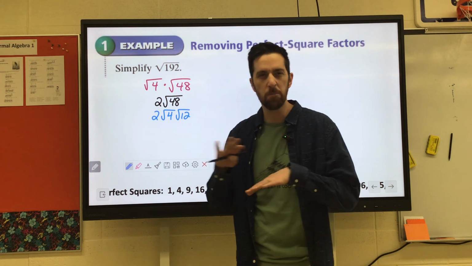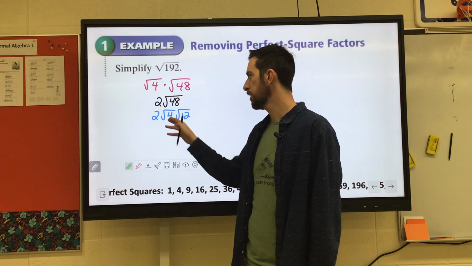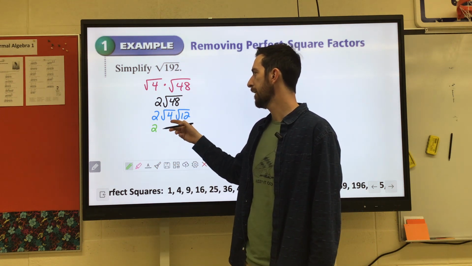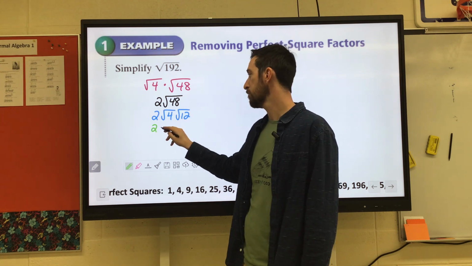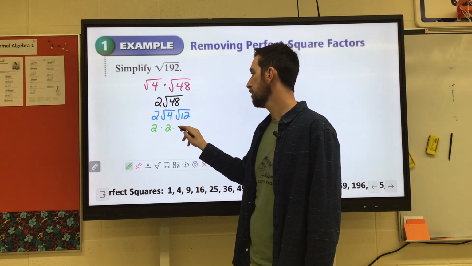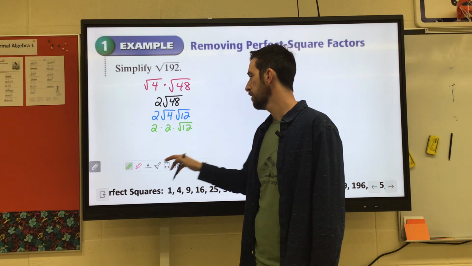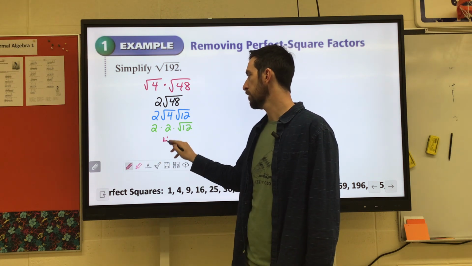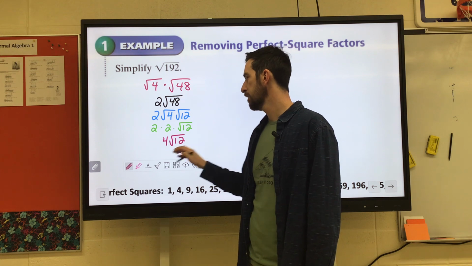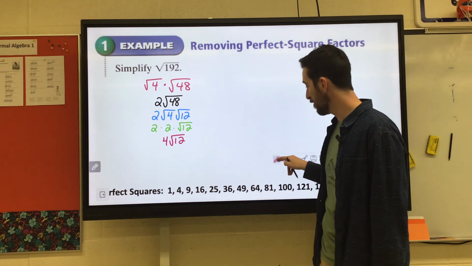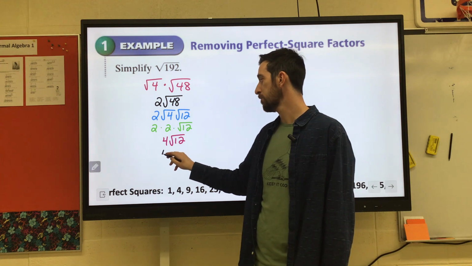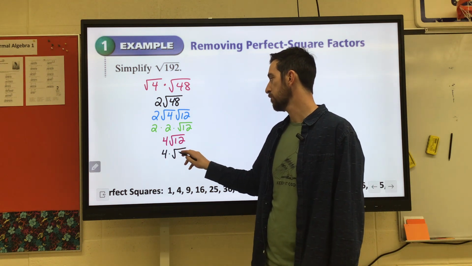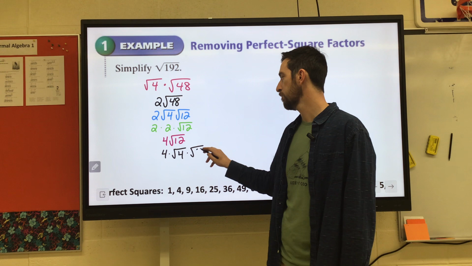All these things are being multiplied here. So when I take the square root of 4, I get 2. We're going to have to multiply it by the other 2 that was out there. So we'll have 2 times 2 times the square root of 12. So that would be 4 root 12, right? 2 times 2. And there's still a perfect square in 12. That's 4 times 3, so we'll make this 4 times the square root of 4 times the square root of 3.